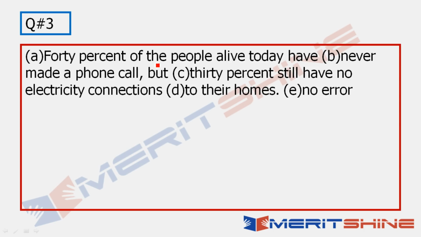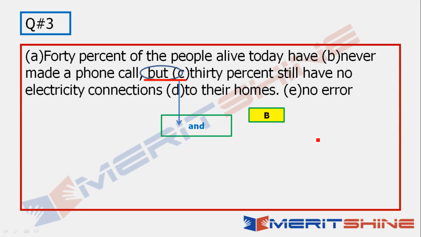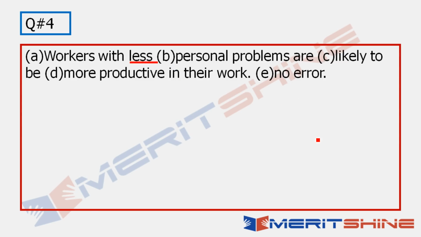If you look at this sentence, you'd see that the parts of the sentences are talking in the same direction. The first part is also talking about something which did not happen, negative, and the second part is also talking about something which has not happened, which is also negative, right? So here we do not need a but, we need an and, because they're talking about the same type of thing. So therefore the error was in part B. The but has to be replaced with and. Clear? Chalo, let's move on to question number 4.